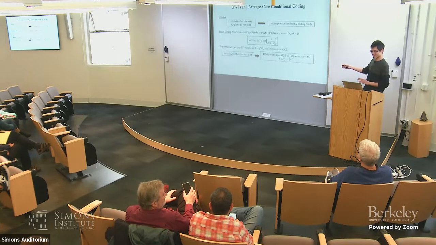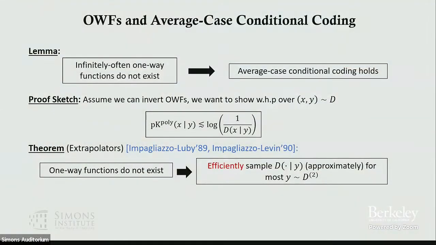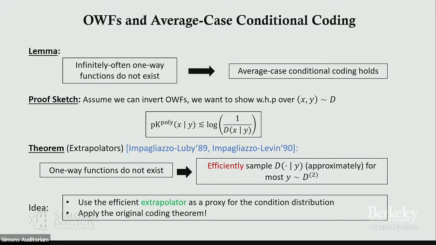Okay, so basically it says that if one-way functions do not exist, we can efficiently sample the conditional distribution, at least approximately, at least for most y. So basically that's what we need in order to apply the original coding theorem to get conditional coding. We use the efficient extrapolator as a proxy for the conditional distribution. And because it's efficient, we can just apply the coding theorem to it. With a little bit more work, we can show that this gives the average case conditional coding that we wanted.